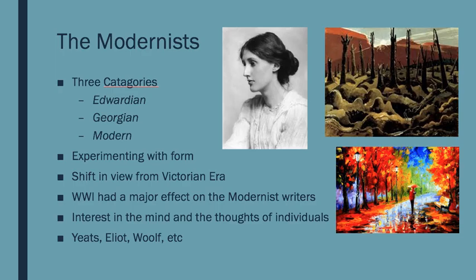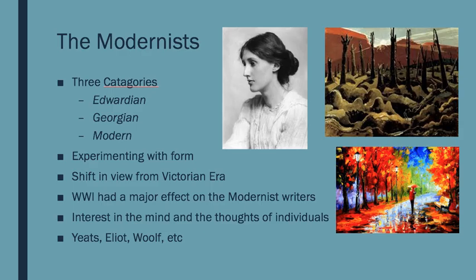We see a shift in view from the Victorian era to the Modernist era. A few of these shifts would be from an ordered view to a chaos view, a meaningful view to a futile view, an optimistic view to a pessimistic view, a stable view to an unstable view, a faith view to a loss of faith view.